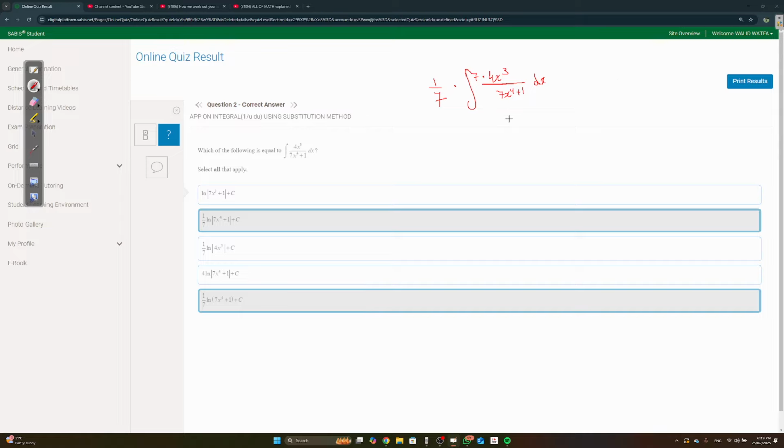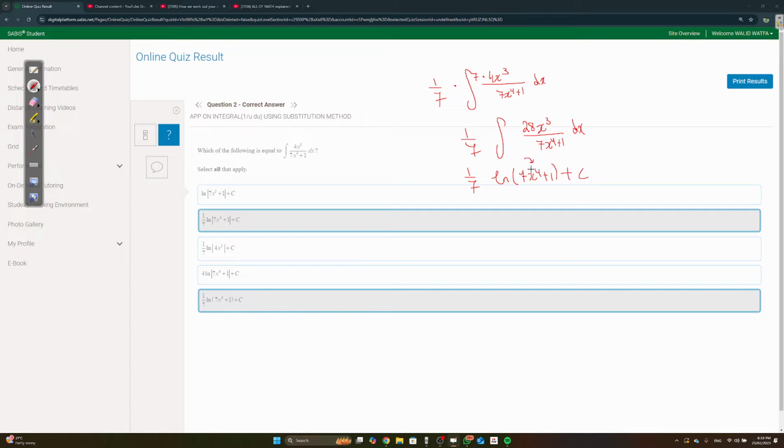Okay, that means I'm going to be left with what? 1 over 7 integral 28x to the power of 3 over 7x to the power 4 plus 1 dx. Okay, now is this the denominator of this? Yes. So that means it's going to be 1 over 7. What's the rule? It's going to be ln of the denominator. So ln 7x to the power 4 plus 1 plus c.